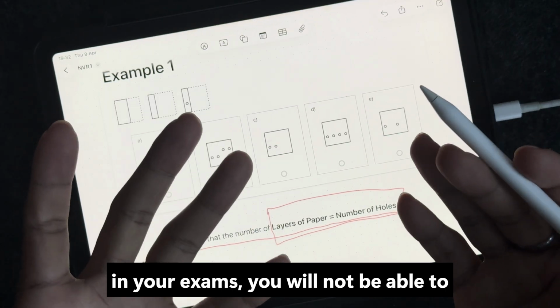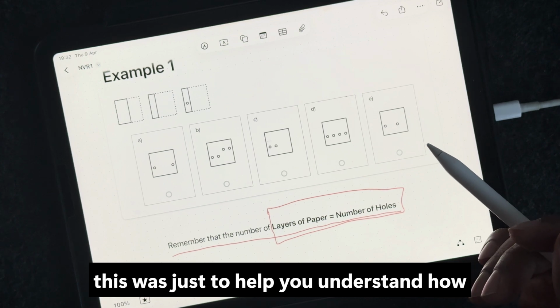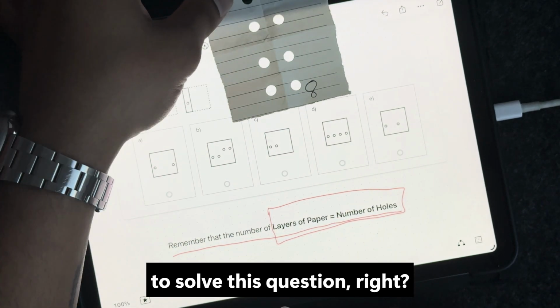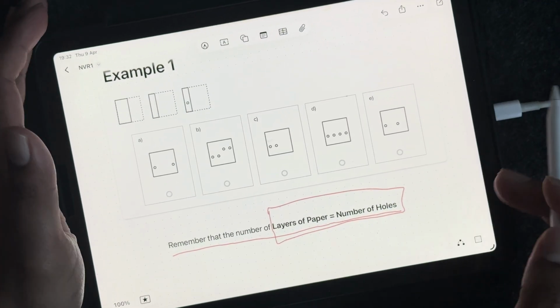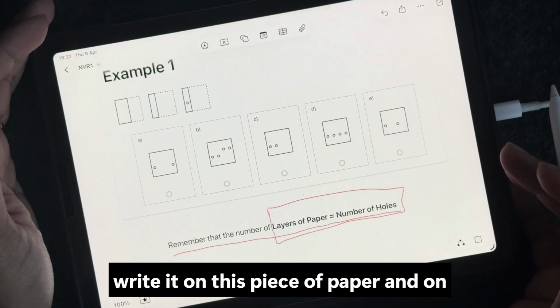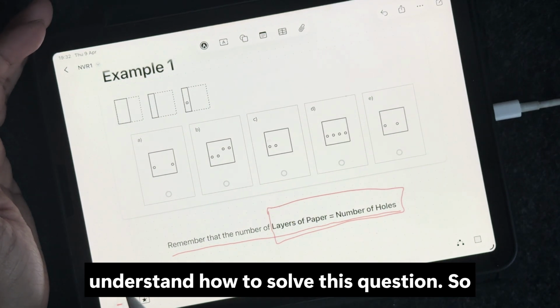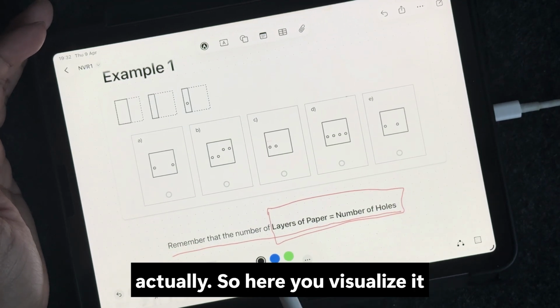Now, in your exams, you will not be able to take this piece of paper like this. So this was just to help you understand how to solve this question, right? So in exams, you have to write it on this piece of paper, and on your worksheet, you can start writing and understand how to solve this question. So let's see how, in exam, you actually solve it.